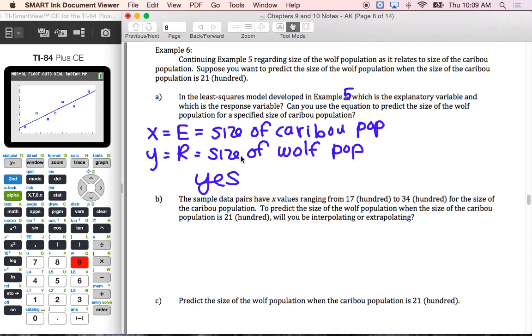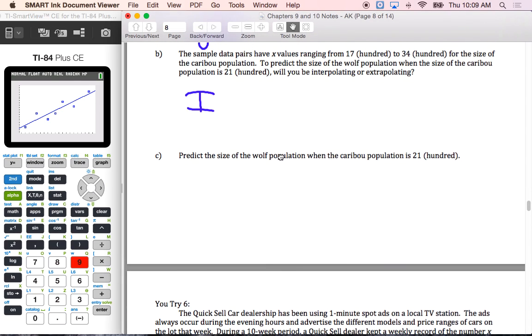So our x values are ranging from 17 to 34. So they want to know if we're predicting when it's 21, will you be interpolating or extrapolating? 21's between those two. So we are interpolating. Now remember, this is 1700, 3400. So when you see the number 34, it's 3400, not just 34.